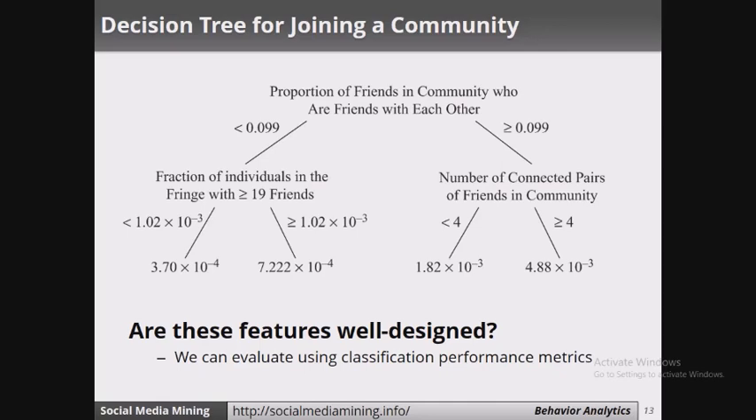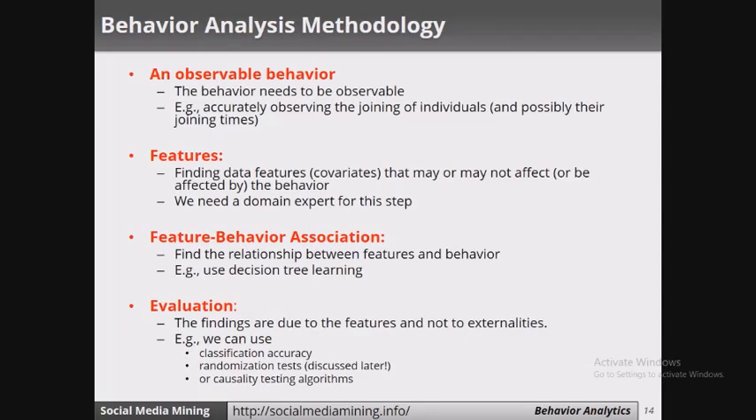So are these features well designed? We can always use classification performance metrics to find out how well designed these features are. Behavior analysis methodology: observable behavior. The behavior needs to be observable, meaning we have to accurately observe the joining of the individuals. Then features: finding data features that may affect the behavior, and we need a domain expert for this step.